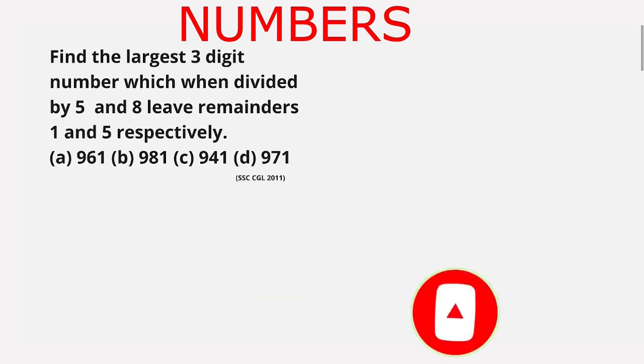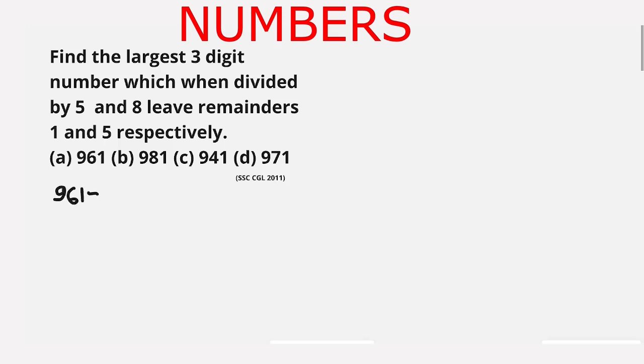It is given that when the number is divided by 5, it leaves remainder 1. On observing all the options, when we subtract 1 from the given options, every number is divisible by 5. So from that condition, we cannot reach the answer. But if we subtract 5 from each option, then the number must be divisible by 8.